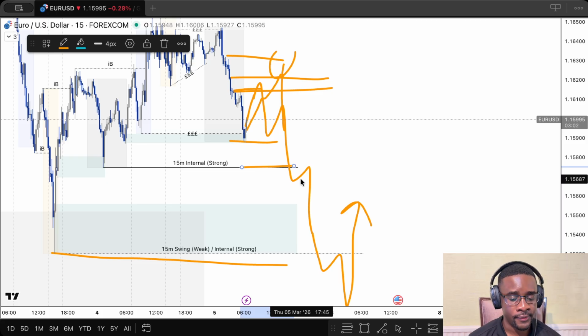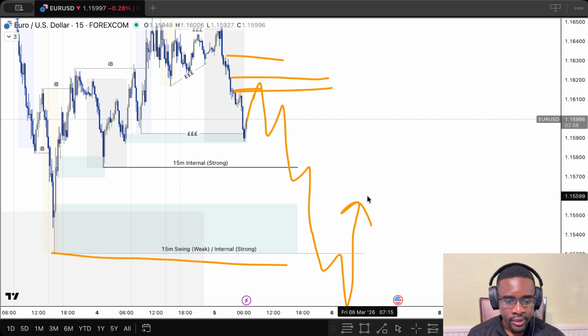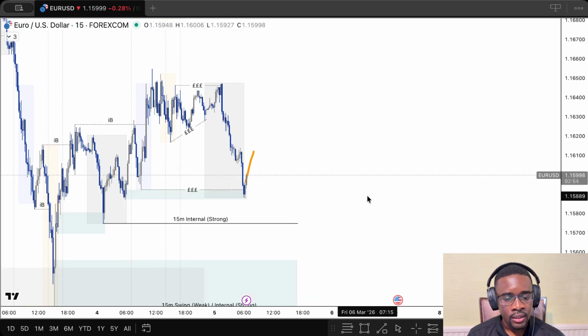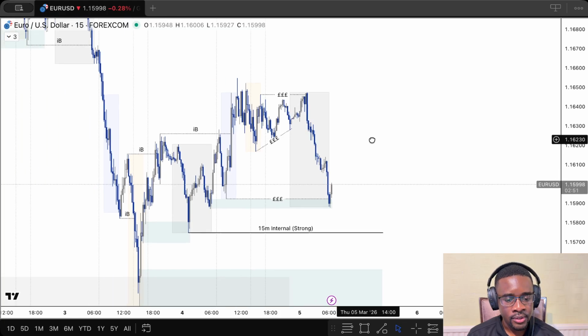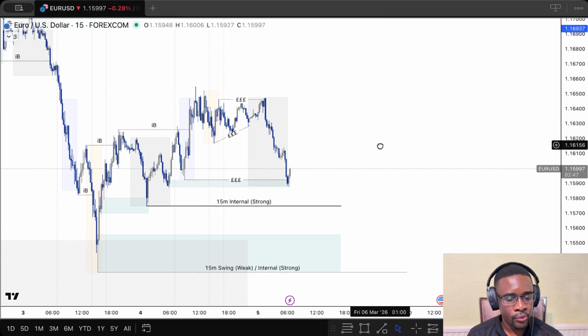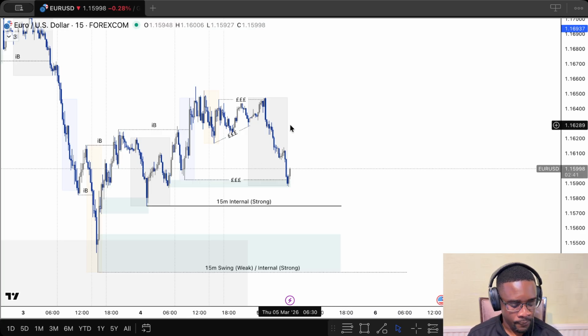Okay, the swing trend. So those are kind of my ideas. Obviously we have to wait and see how price develops, and then that will guide me in terms of what to actually look for and what to actually trade. So that's my idea for the Euro USD.